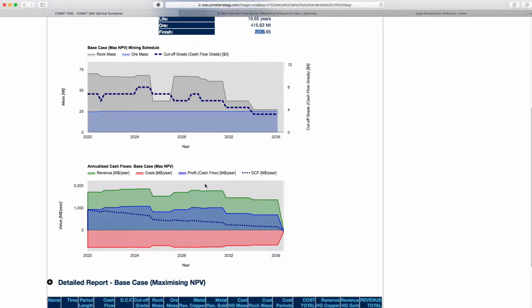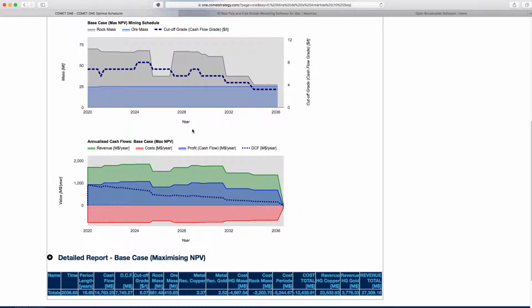Now, the next chart is an annualized cash flow chart. In this chart, from the zero base, you can see what the revenue is as the schedule advances. And then you can also see the costs over time. The costs are quite flat in this one. The revenue actually goes up and down. And the blue is the profit over time. Interestingly, if you look at this period here, around 2021, we've got a profit of about $1 billion a year.